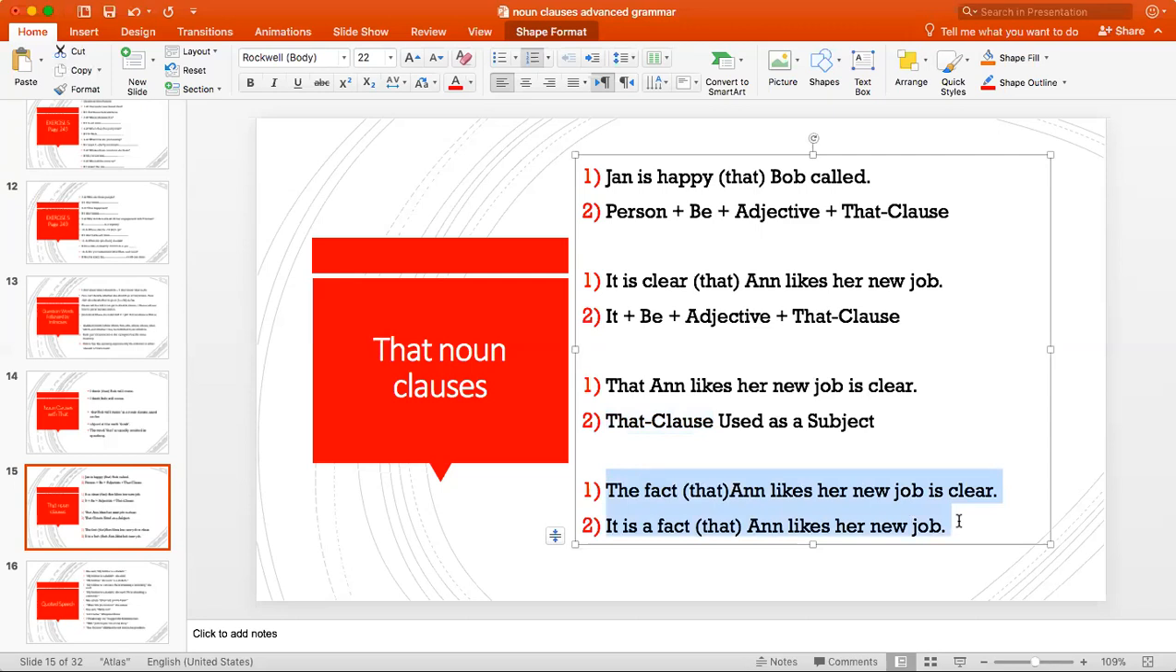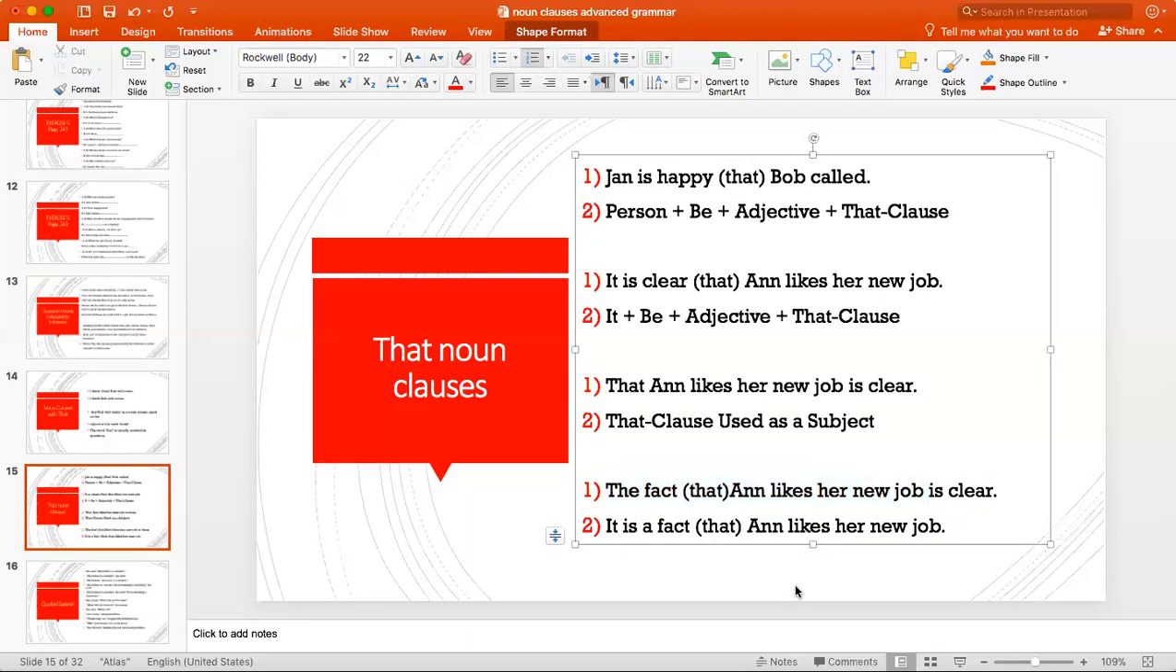expression here. Don't overuse it. I know people who say the fact that 100 times a day. Don't do it. But it's very tempting, very interesting. The fact Anne likes her job. This whole clause here can be replaced with it as the subject. The fact that Anne likes her new job is unclear. Or you could say it is a fact that Anne likes her job.